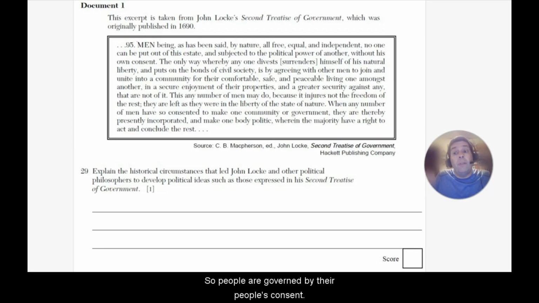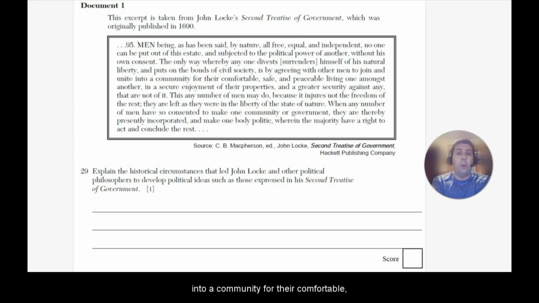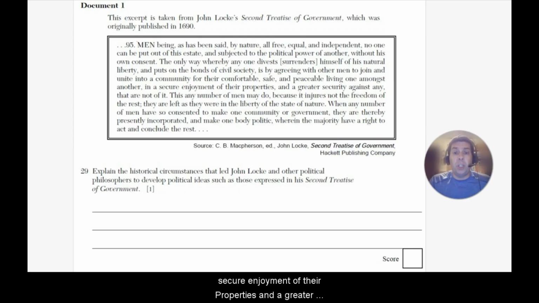So people are governed by their people's consent. In other words, the government comes from the people. The only way whereby anyone divests or surrenders himself of his natural liberty and puts on the bonds of civil society is by agreeing with other men to join and unite into a community for their comfortable, safe, and peaceable living one amongst another, in a secure enjoyment of their properties, and a greater security against any that are not of it.